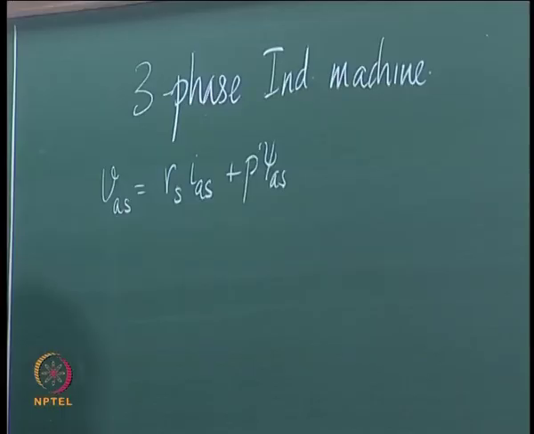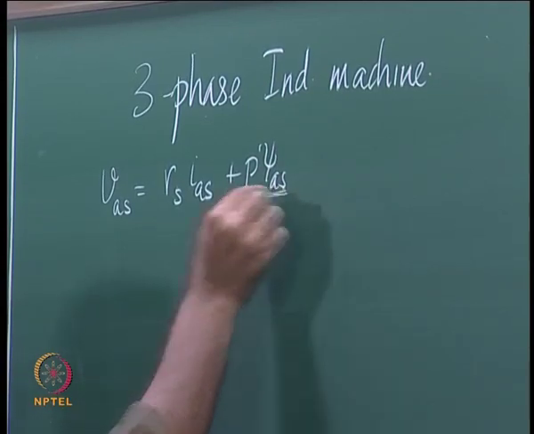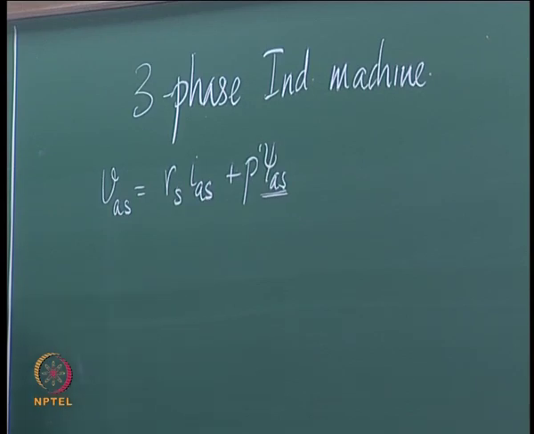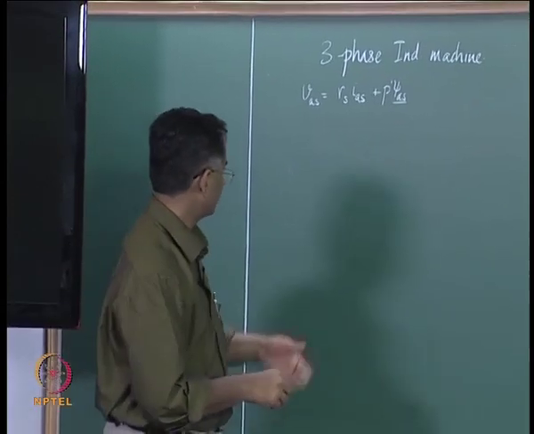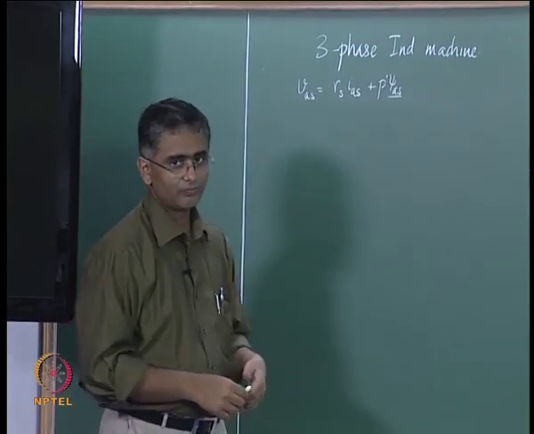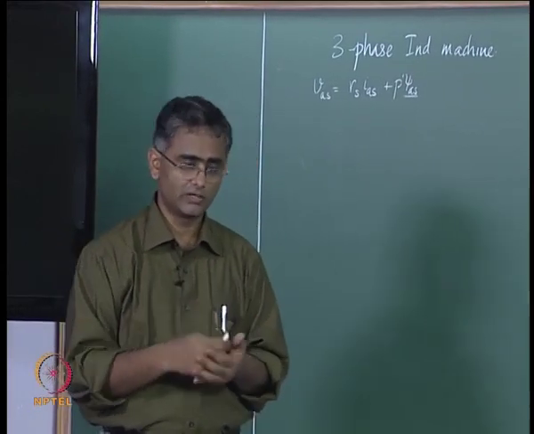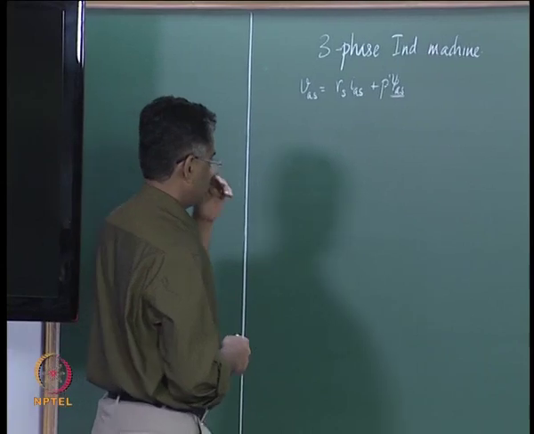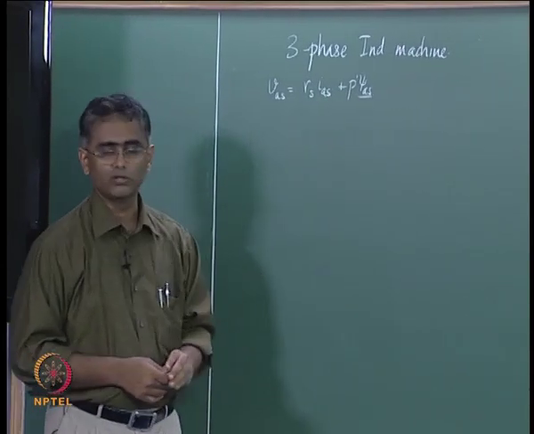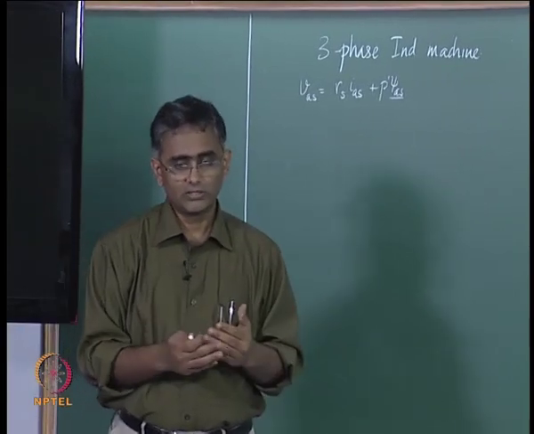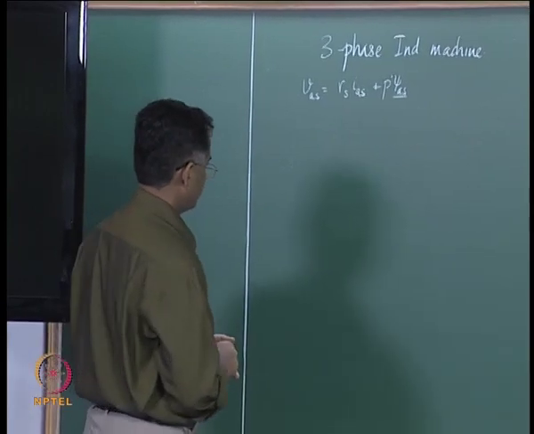We had 6 such equations like this, and then subsequently we expanded expressions for psi AS in terms of IAS, which is the phase current flowing through the phase A, as well as the other currents IBS, ICS, and then the 3 currents in the rotor and so on. And we saw how the first row of that expression will look like. Similarly, one has to fill up all the other 5 rows of the system description.